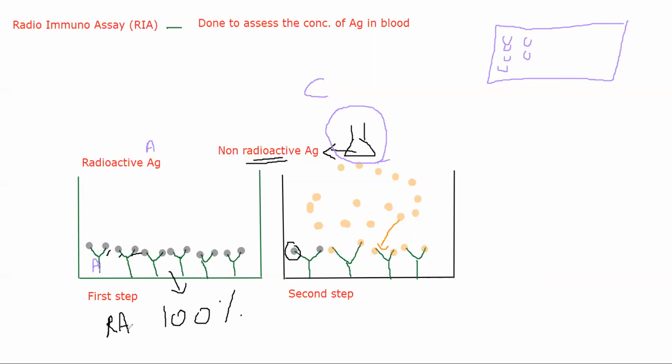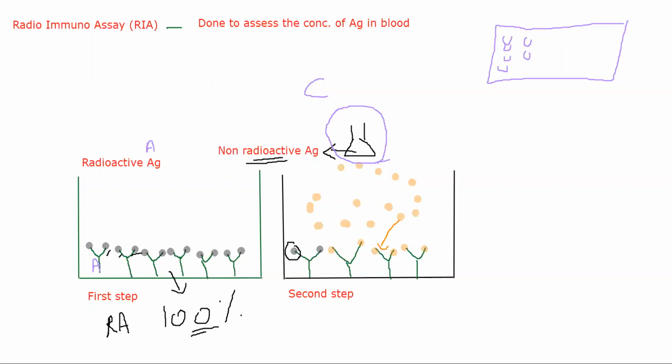I am using radioactive antigen. If I coat all the antibodies with radioactive antigens, obviously I'll have radioactivity which is 100%. Okay, all the antigens will be radioactive. Here this is indicating 100% radioactivity.